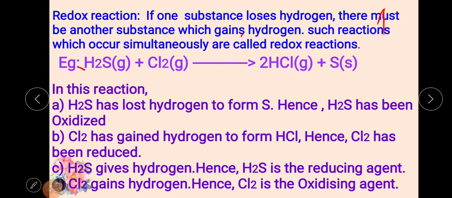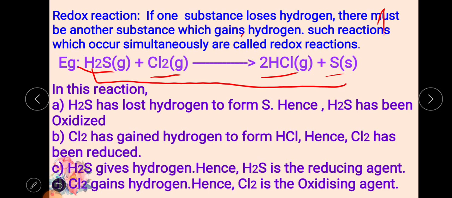In this reaction, hydrogen sulfide reacts with chlorine and gives hydrogen chloride plus sulfur. See, oxidation and reduction both occur here. Hydrogen sulfide converts to sulfur, meaning the sulfur has left the hydrogen, the hydrogen is removed from it, and sulfur becomes alone.